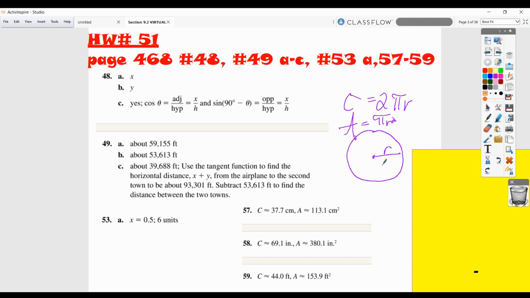Good morning, everyone. I just wanted to post up homework number 51 solutions that are due this morning before class. Basically, I'm trying to make sure that you understand the introduction to circles, which we will get into in this unit, this very short unit this week.